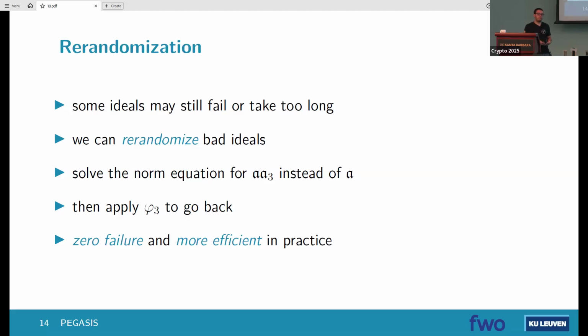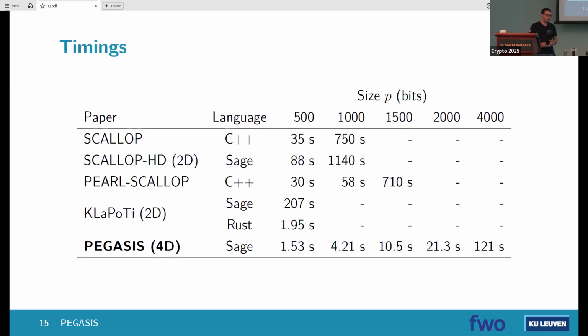And in practice, this is even more efficient than one can expect, because we are able to detect quite quickly if an ideal is bad or not. So if an ideal is bad, we don't keep looking inside it. We just reject it, move to a neighboring one, and try to solve the norm equation there. So these re-randomization procedures make our algorithm better both in theory and in practice. So let's get to some numbers.